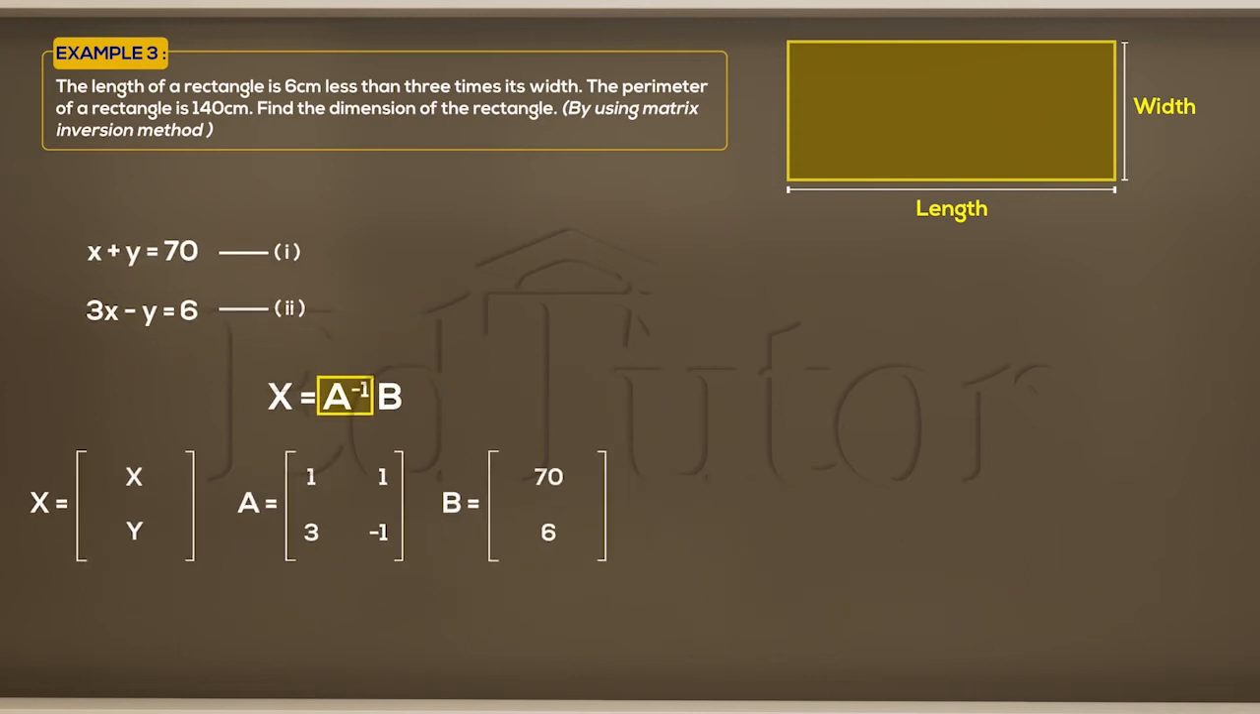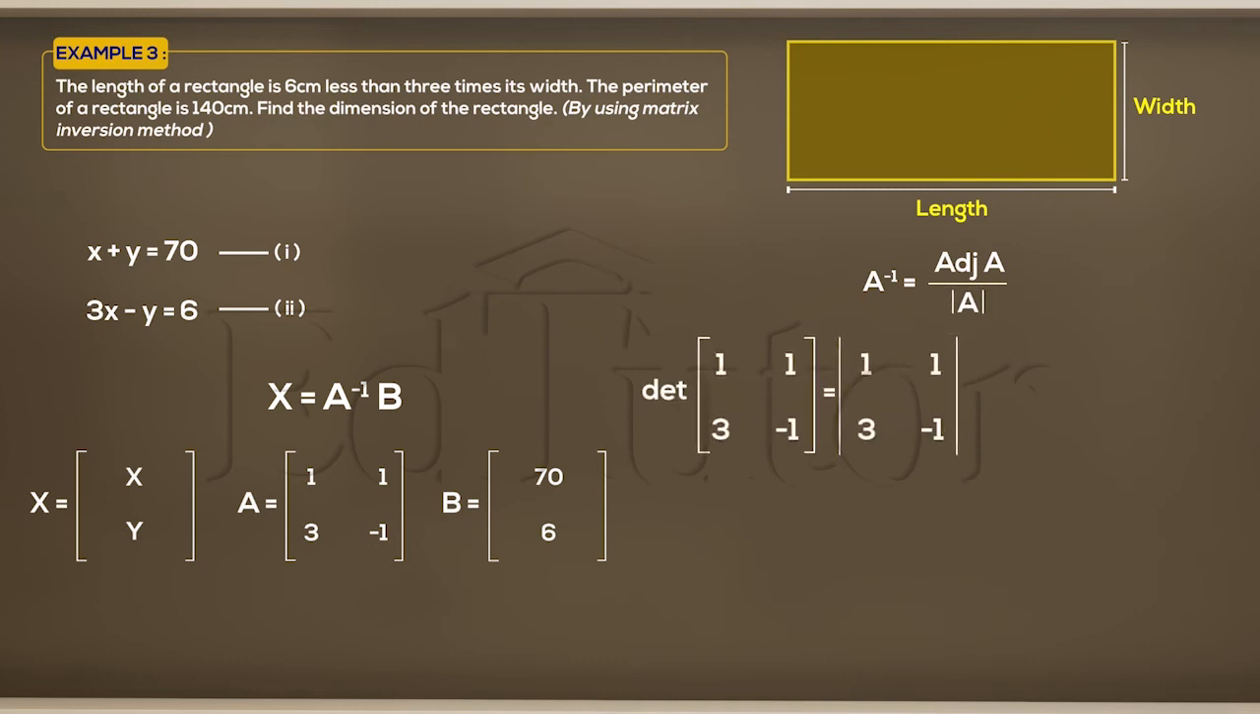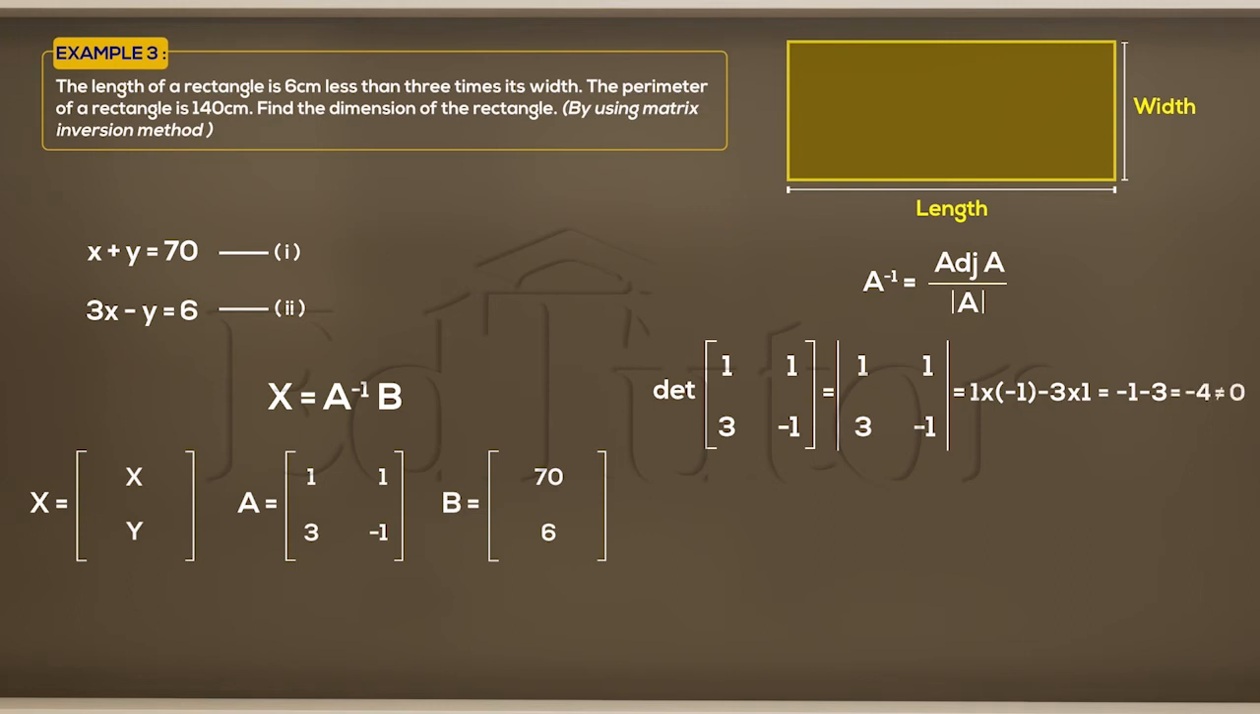Now, to find the inverse of A, we need the determinant of A first. We have 1 times negative 1 minus 3 times 1. That equals negative 1 minus 3, which is negative 4. Negative 4 is a non-zero number. Thus, the inverse exists. So, we continue with the solution.